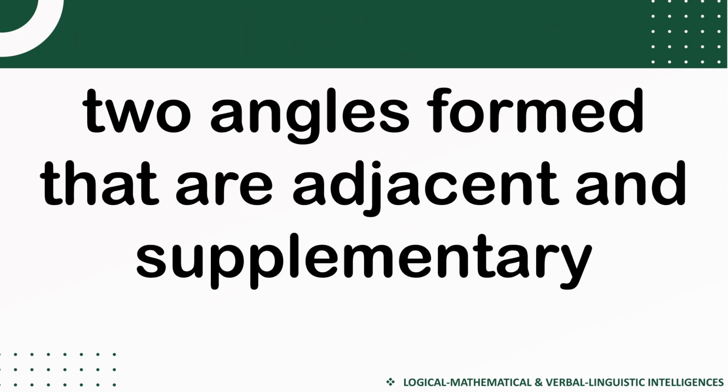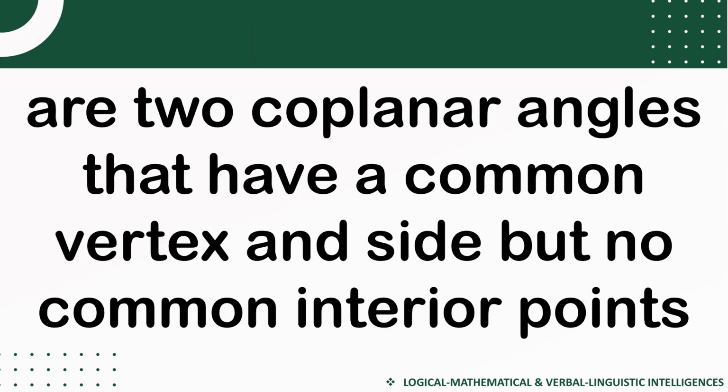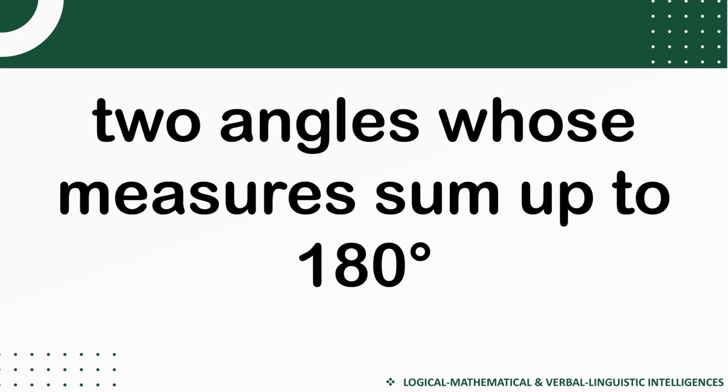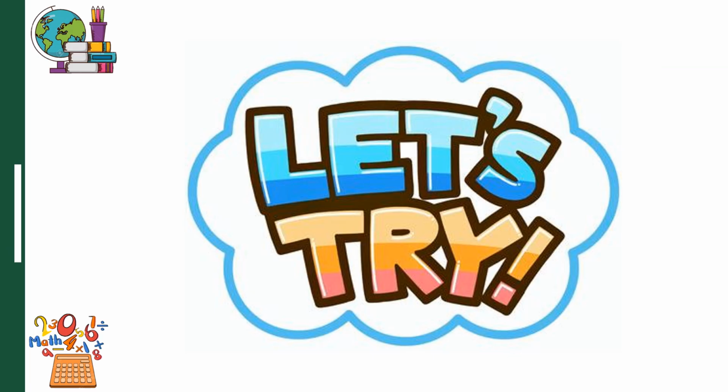Two angles that are adjacent and at the same time supplementary: linear pair. Two coplanar angles that have a common vertex and side but no common interior points: adjacent angles. Two angles whose measures sum up to 180 degrees: supplementary angles.